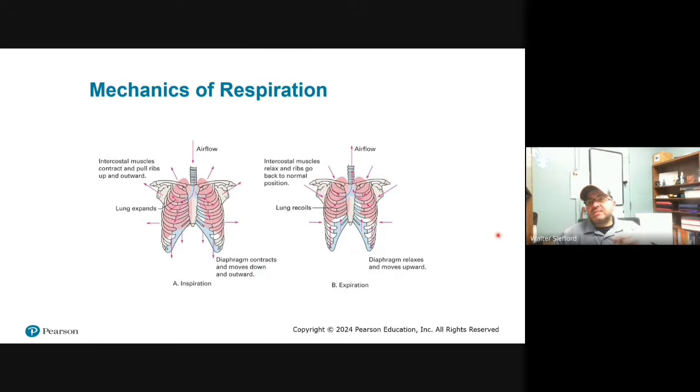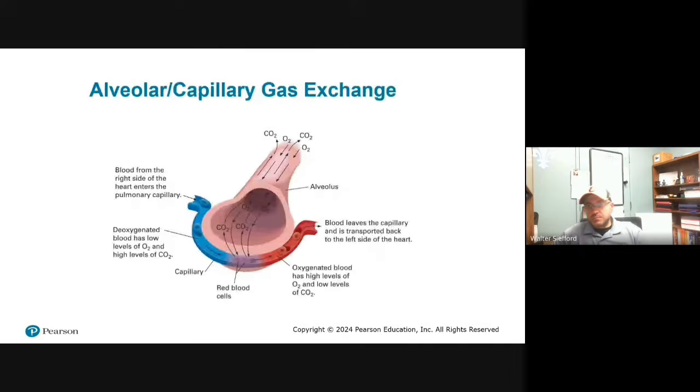The biggest takeaway from this is remember that inhalation is actually the active phase. It's when we're using muscles to get the air in. Exhalation is passive. There's no muscle use. We just relax the muscles and allow air to go out. And the alveoli, remember we talked about that real thin membrane, allows oxygen and CO2 to pass through. CO2 goes out, oxygen comes in.